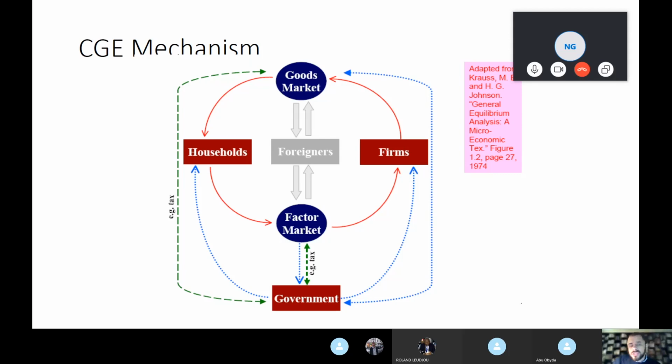So all the equations that I will present later, their main idea is basically to show how we can first model this in a general equilibrium context, and then what happens if we have a shock in a certain market and how it affects the other markets.